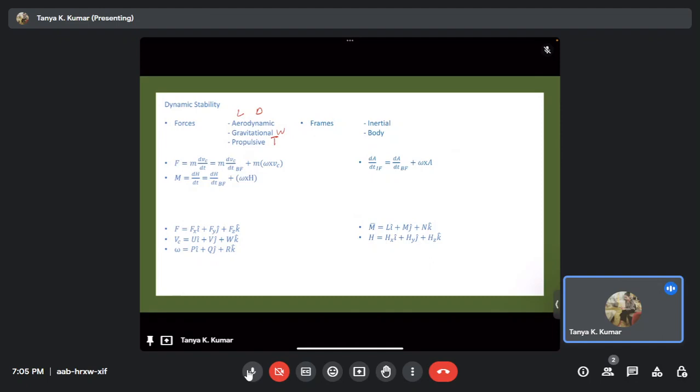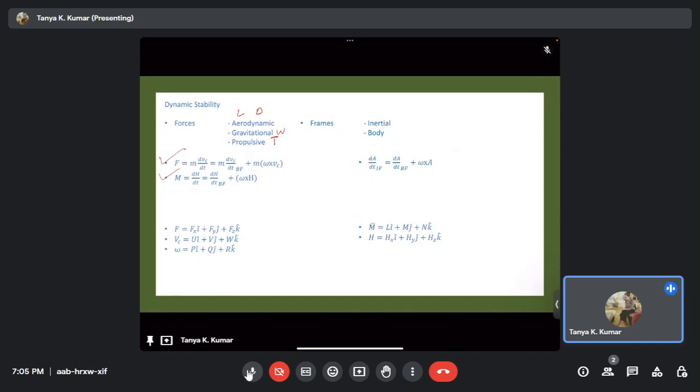And then you have the body reference frame, which is fixed on your aircraft. So it moves with the aircraft. Now several quantities are measured in the body frame and some of them are measured in the inertial frame. When we write the equations of motion, Newton's equation and Euler's equation, both of these are defined only in the inertial reference frame. So they are valid only in this frame.